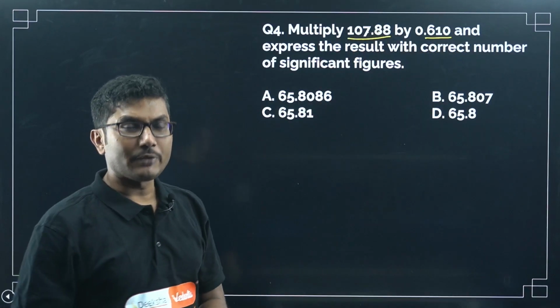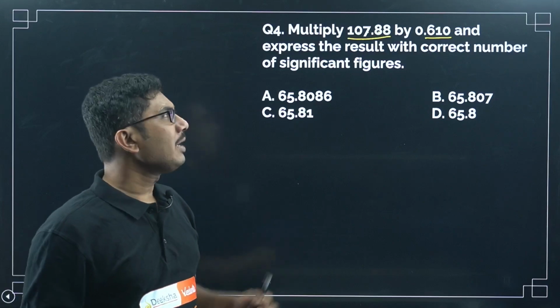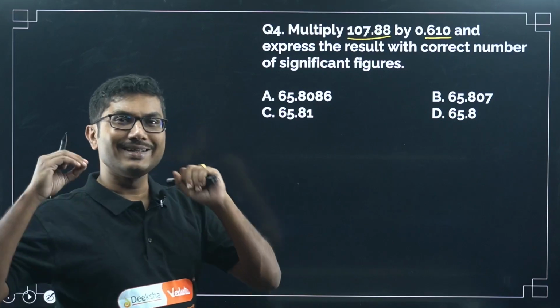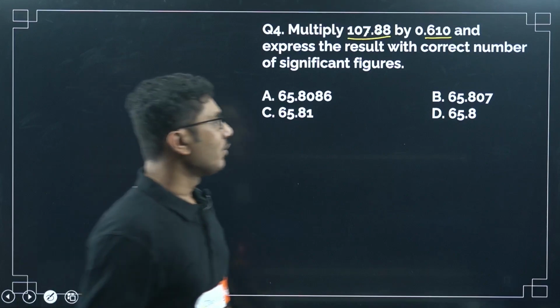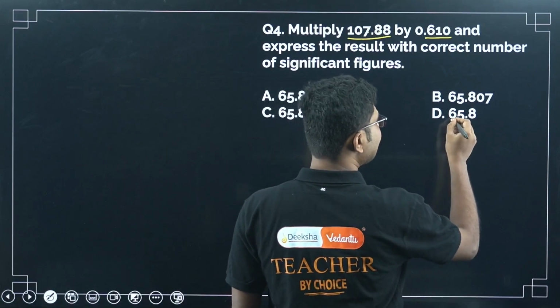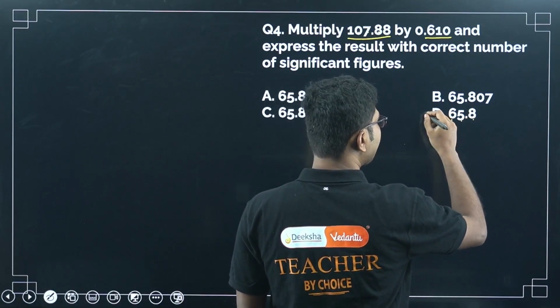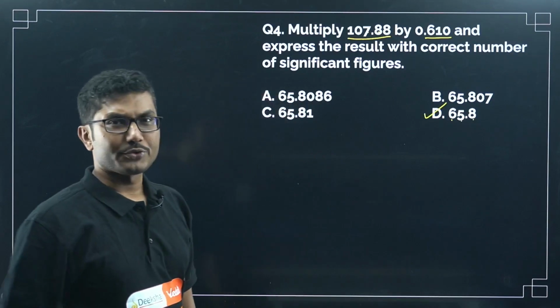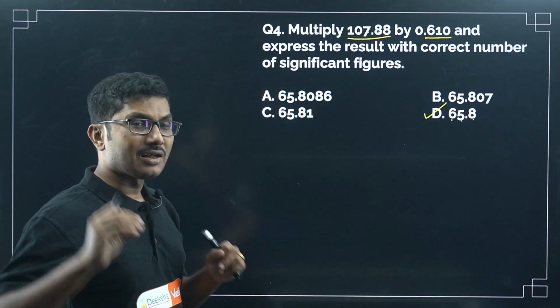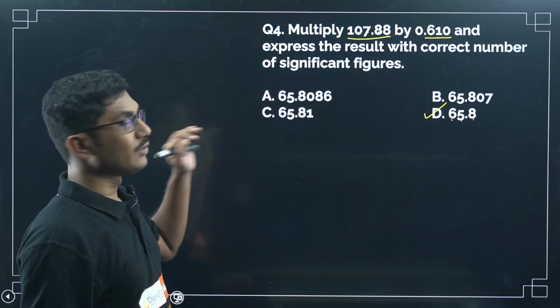So what is the minimum between 5 and 3? 3 is the minimum, so our answer should contain only 3 significant figures. From there we can see that this number has 1, 2, 3 significant digits. So the correct answer will be option D. Clear? The least number of significant digits is used when you are multiplying.